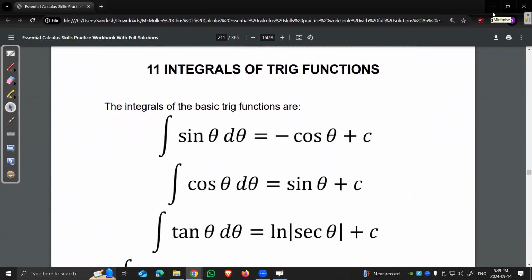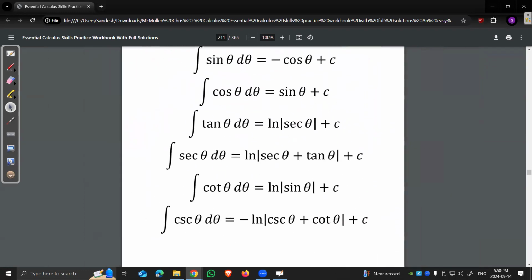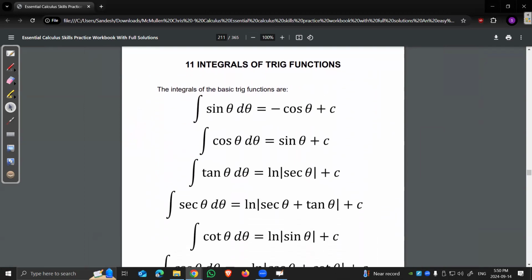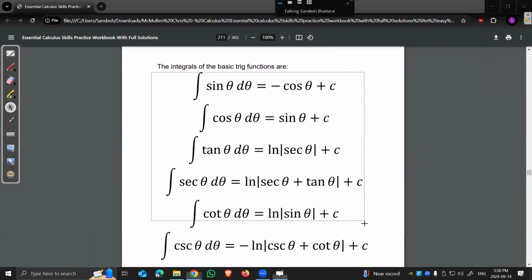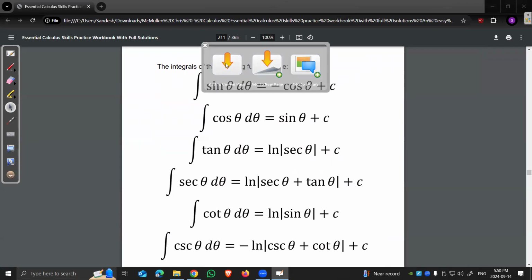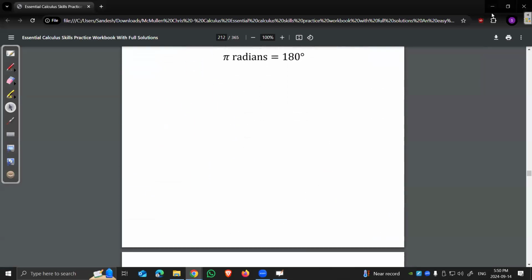Okay, are you ready for trig? Maybe we'll just do sine and cosine. Let's see how this goes. Let's plot this chart out here. Let's do an example problem.